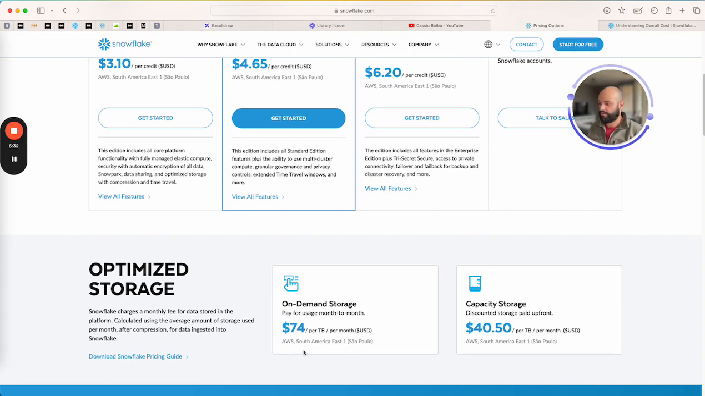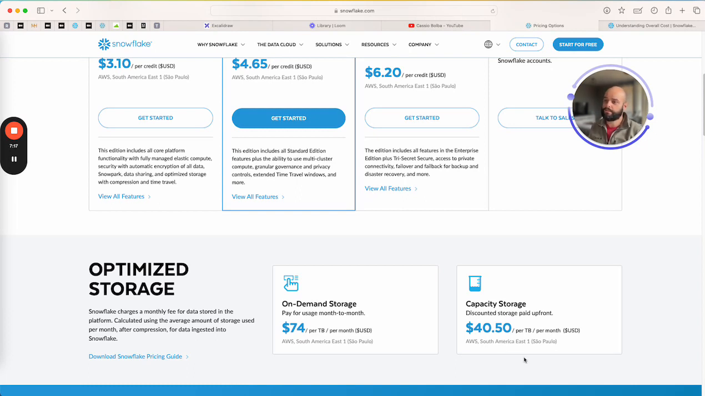Okay. And for example, as I mentioned before, on demand, if you're paying as you're using, you would pay $74 per terabyte per month in this area. But if you are already able to decide on a capacity storage, you would be paying $40.50 per terabyte per month. So if you're able to plan ahead how much is your average or the minimum you're going to use, go for capacity storage, because you're going to be saving $33.5, which is quite a lot. It's almost half, isn't it? So it's a very good deal if you can plan.